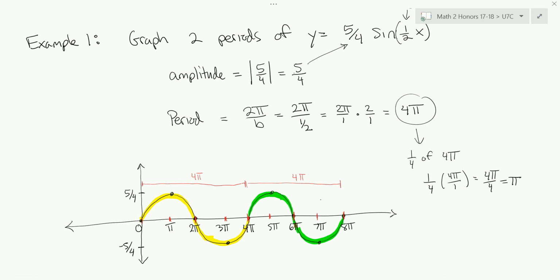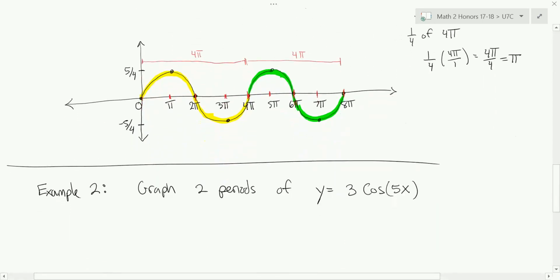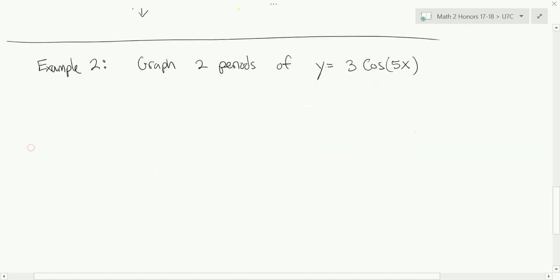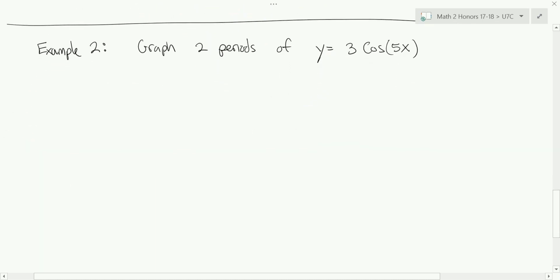Let's go on and take a look at example 2. Here we're going to graph 2 periods of y equals 3 times the cosine of 5x. So we first ask ourselves, what's the amplitude?